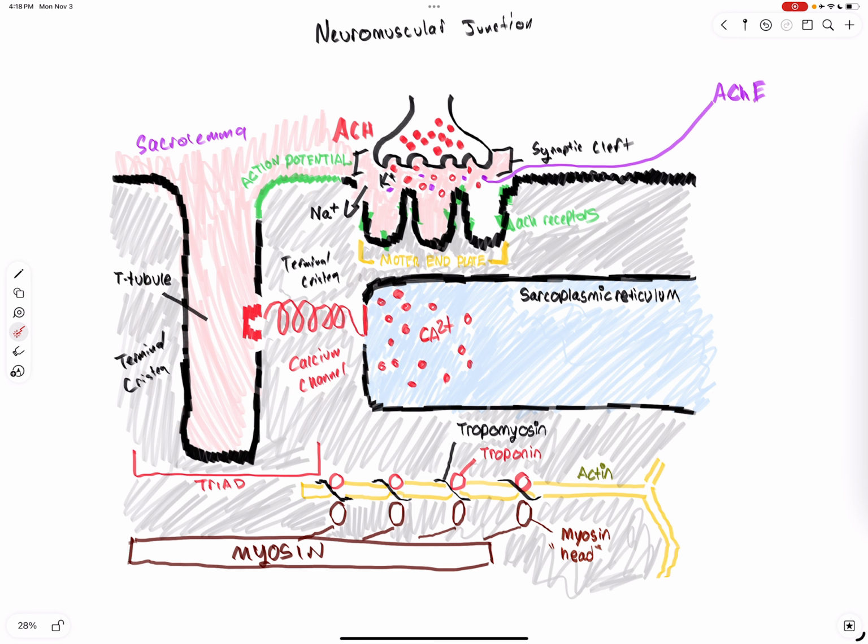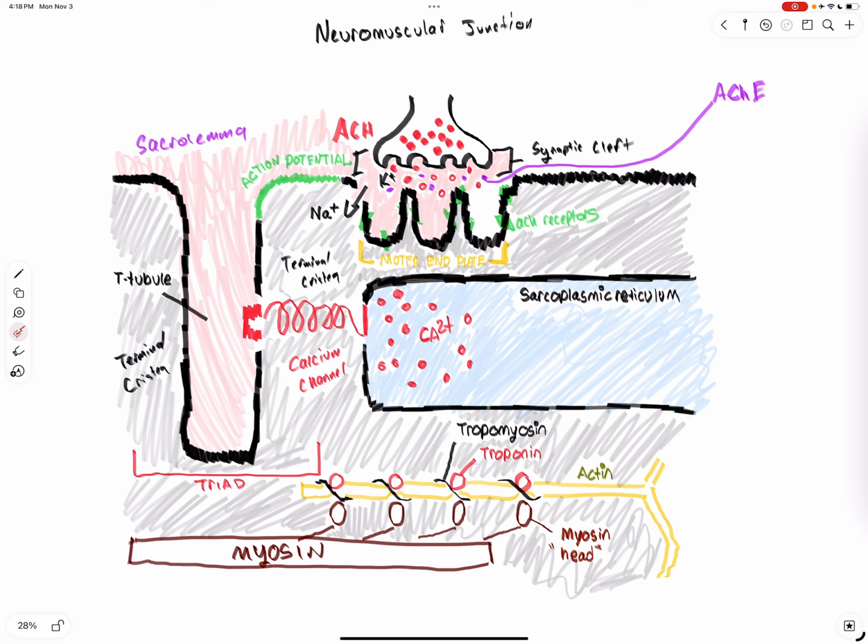The signal then reaches the terminal cisternae of the sarcoplasmic reticulum, which is essentially the storage area for calcium inside the muscle. That causes more calcium to be released into the muscle cell.